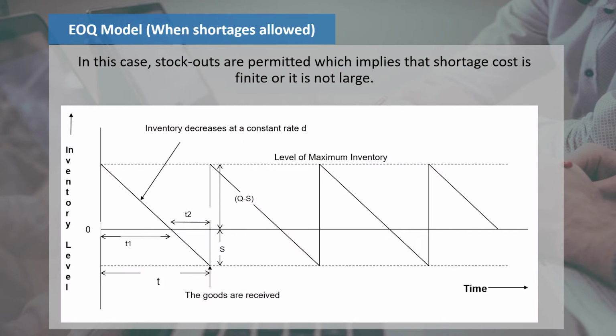If you look at the diagram of the EOQ model, the y-axis represents the inventory level and the x-axis represents time. Q represents the total quantity which is actually in demand, and O represents on the y-axis the inventory level at which you place an order. We call it the reorder point. Here T1 represents the time for which the consumption takes place, and T2 is the time, or you can say lead time, after which the order which has been placed is received.